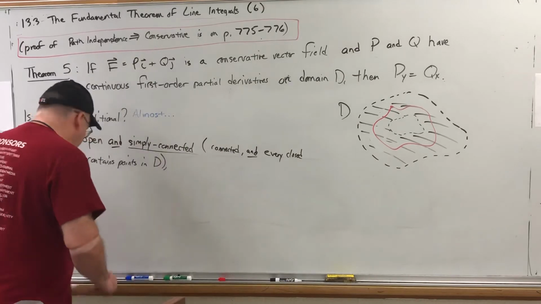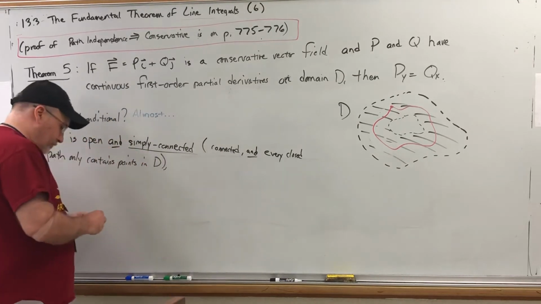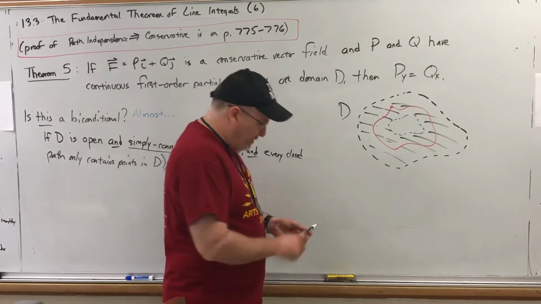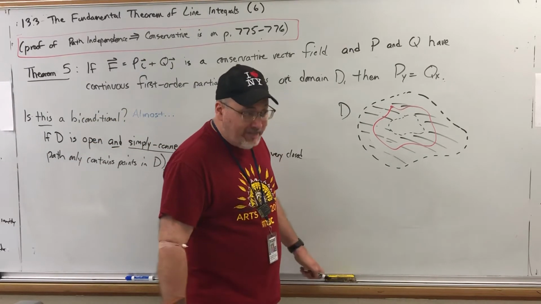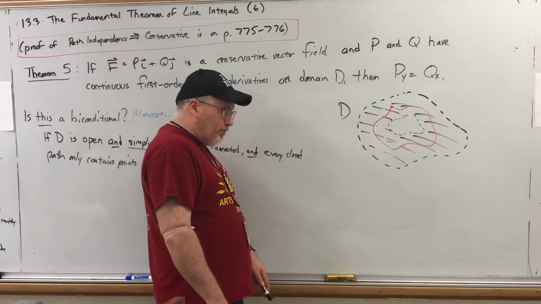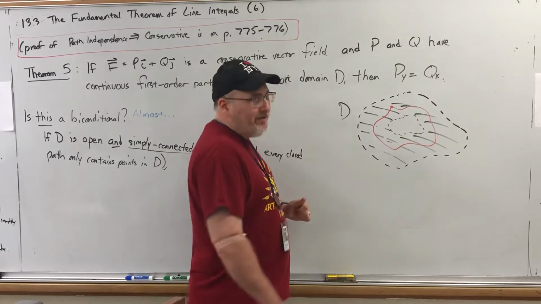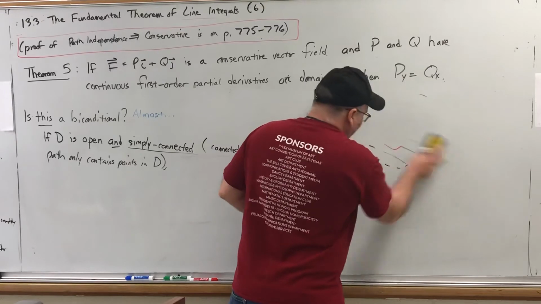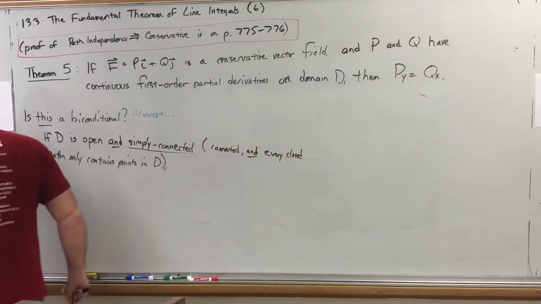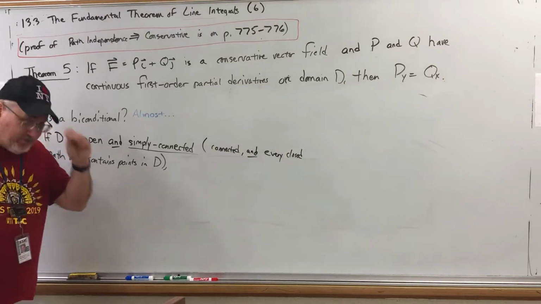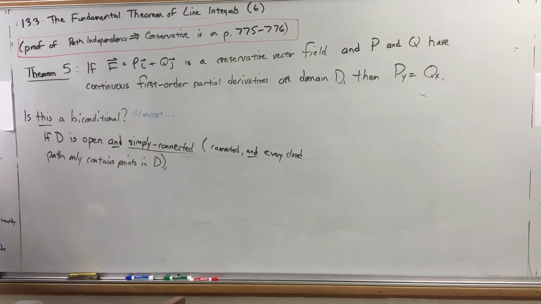So that's an example of a domain that is open, fails to contain its boundary, connected, you can get from point A to point B without leaving the set, but not simply connected because there exists a closed path whose interior contains points that don't belong to the domain. So basically, this antecedent of this conditional, that's the if part of an if-then, you can also call it the hypothesis. The hypothesis of this conditional says your domain can't have any holes in it.